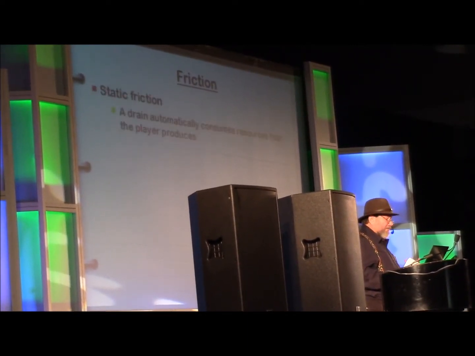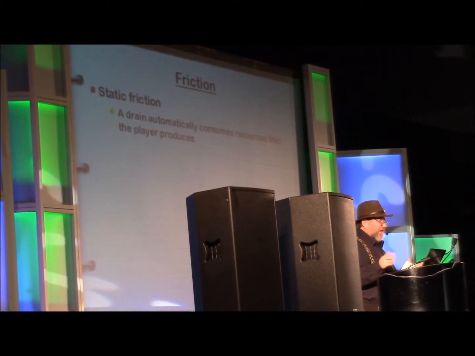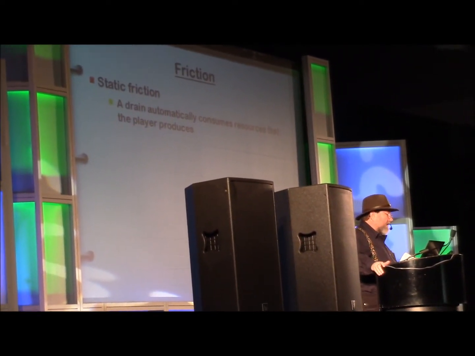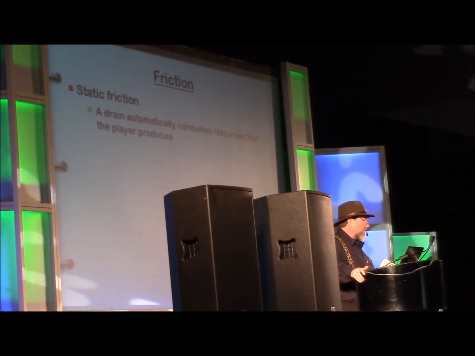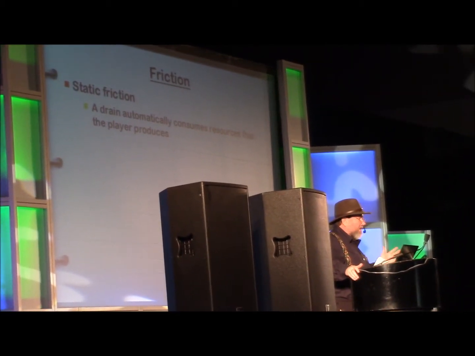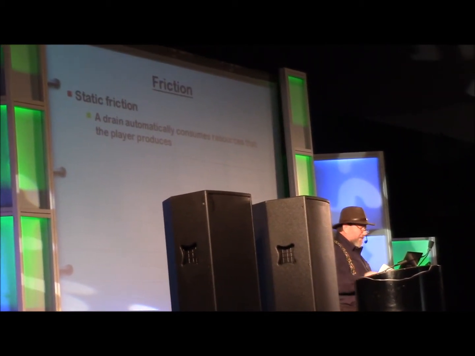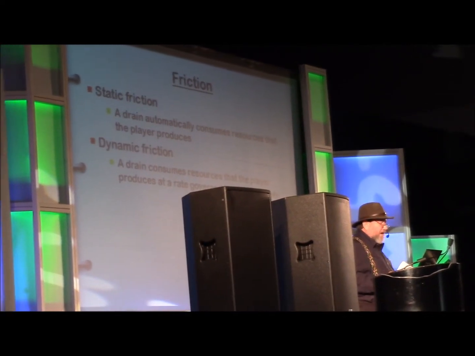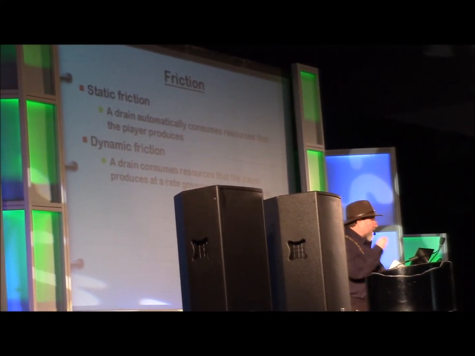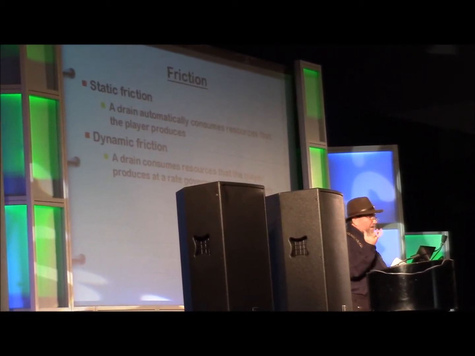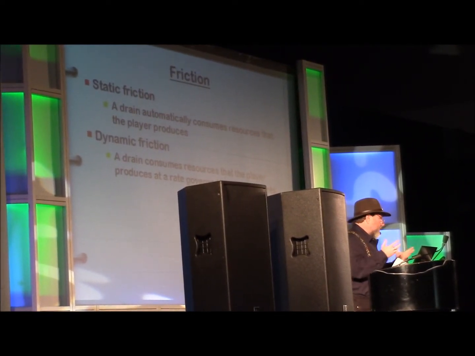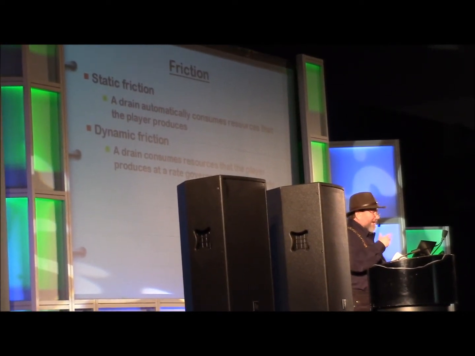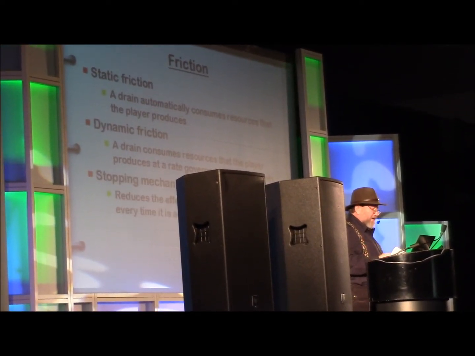Friction is the opposite, it takes things away. Static friction is a drain that automatically consumes resources, either at a fixed rate, like it's time to pay the rent, or perhaps at a random rate. It's like the Chance and Community Chest cards in Monopoly, where suddenly you have to pay some money. Dynamic friction is governed by other elements. So the amount of rent that you have to pay is based on the number of houses that are on the property and so on. So it varies depending on other features inside the economy.